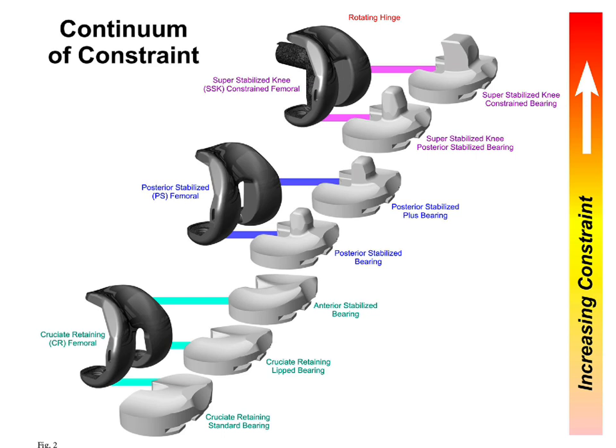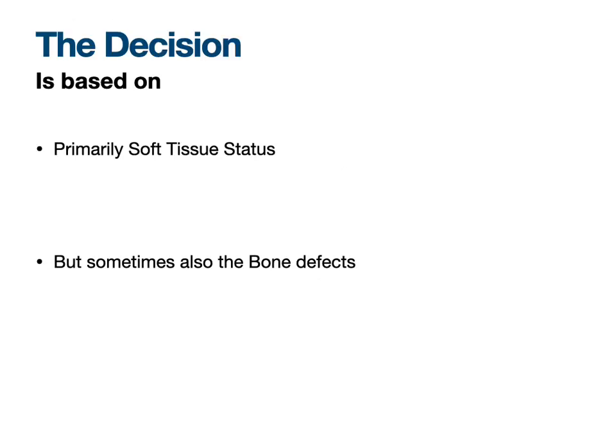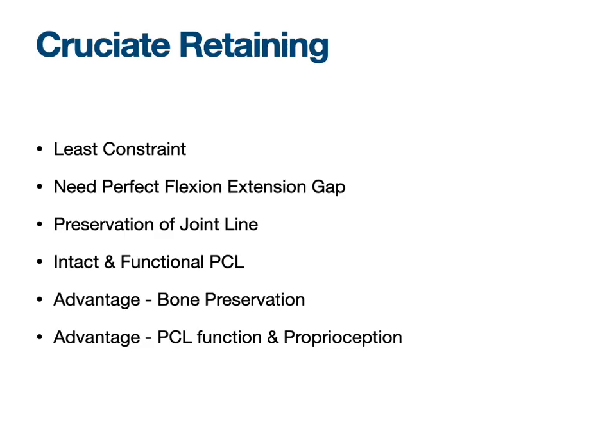Now the decision on which constraint to use is primarily based on the soft tissue status, but it is also sometimes determined by the bone defect. The cruciate retaining is the simplest one, it is the least constraint. However, it needs a perfect flexion extension gap, preservation of the joint line, and an intact and functional PCL. The advantage is that it is bone preserving and allows good PCL function and proprioception.